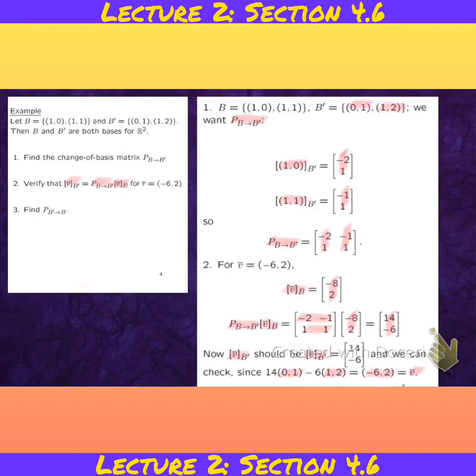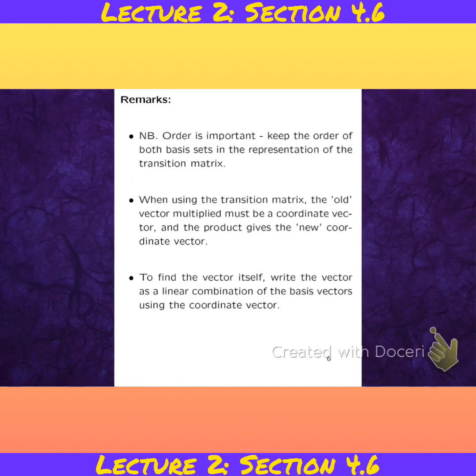which is the vector v. Right, so this is a little handy formula that you can use to play around with coordinate vectors between different bases. Now again, we can extend this to include multiple vectors, not only just two vectors. Right, just some important remarks. The order is important, as I stated previously, so keep the order of both basis sets in the representation of the transition matrix. So start with your old basis, and the arrow always points to the new basis.